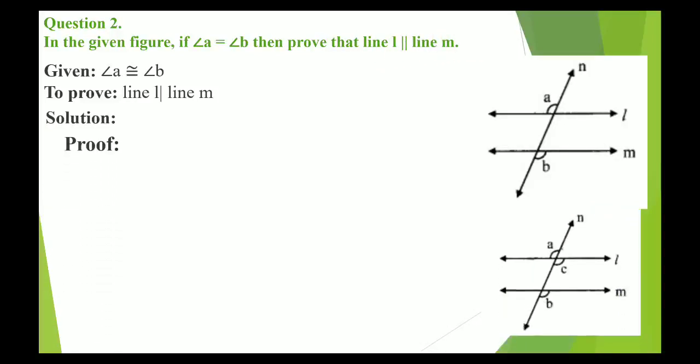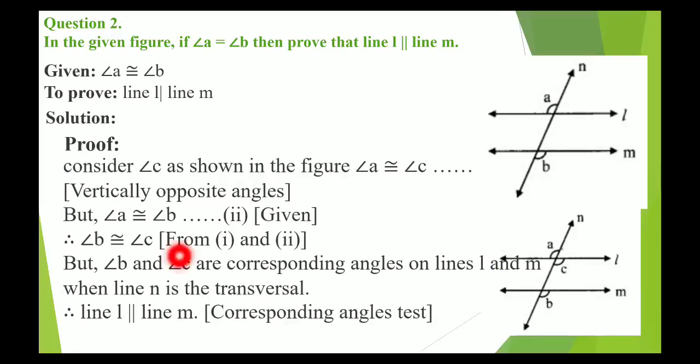Solution. I'm going to mark your angle C. So since I have mentioned it in the figure, I am writing here also. Consider angle C as shown in the figure, that angle A is congruent to angle C. Why is A congruent to angle C? Because both are vertically opposite angles. We know that angle A is congruent to angle B from the question, I've written that's why it's given. You're supposed to write reasons for each statement.